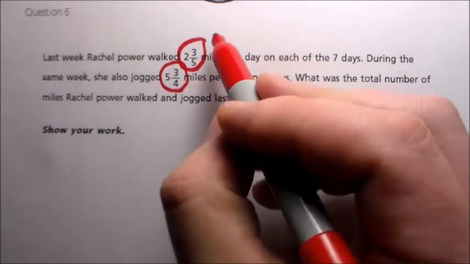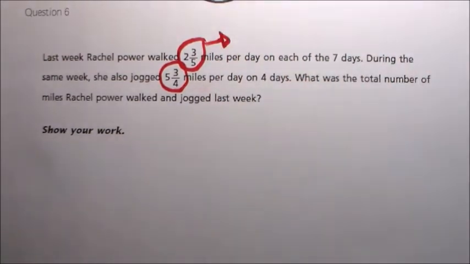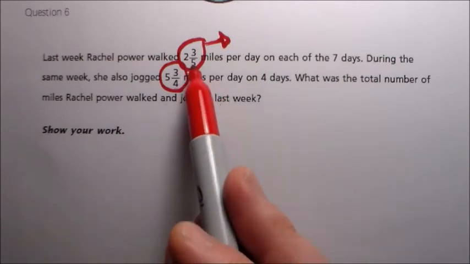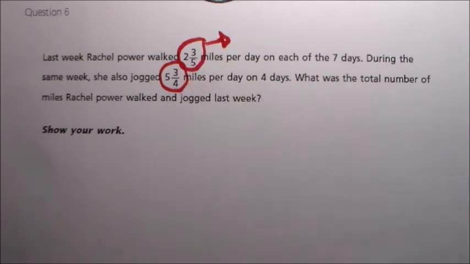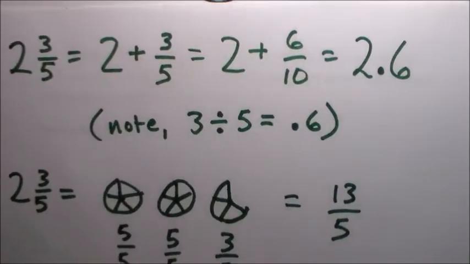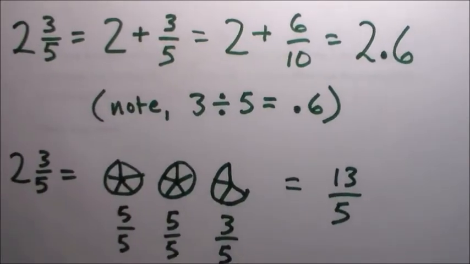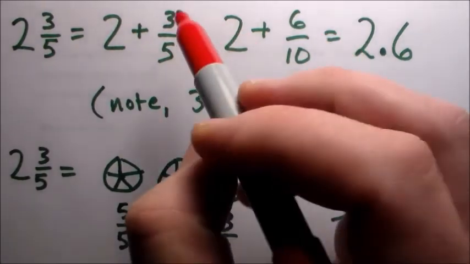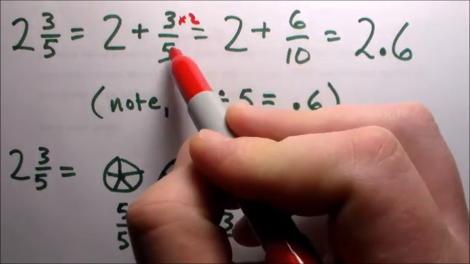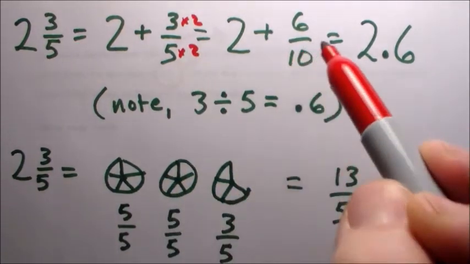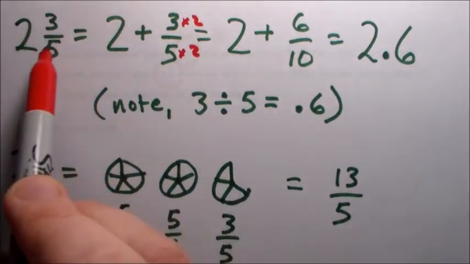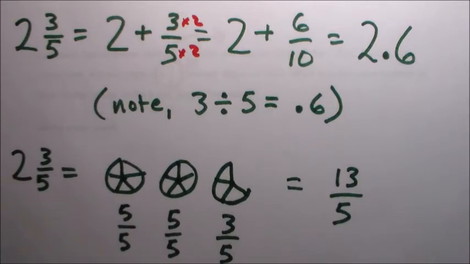Okay, so let's start off with this 2 3/5. Let's unpack that number, because eventually we're going to have to multiply that by 7, right? And it's hard to multiply 2 3/5 by 7 right off the bat. So let's unpack it. We can say 2 3/5 can be thought of as 2 plus 3/5. And 3/5 is the same as 6/10, because 3 times 2 is 6, and 5 times 2 is 10. So you can think of 6/10 as 0.6. So you can think of 2 3/5 as 2.6.